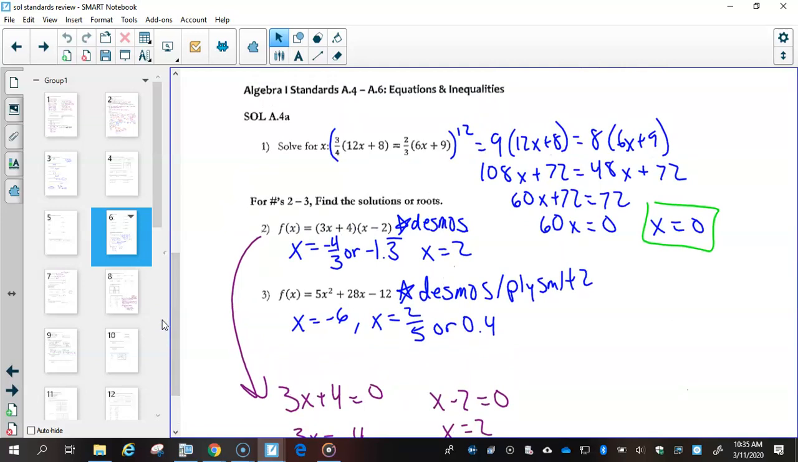Alright, for number 1, the answer was x is 0. Number 2, you should have gotten 2 answers. X is -4/3 and x is 2. Or you could have used the decimal instead of the fraction.